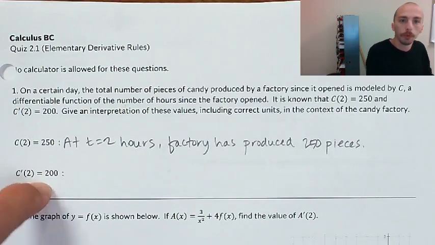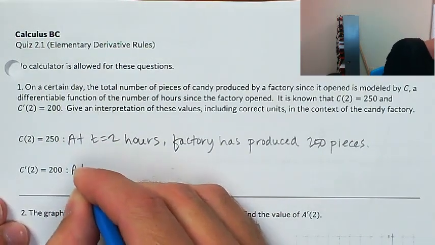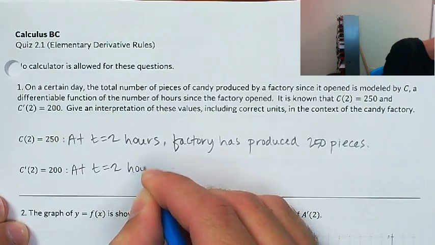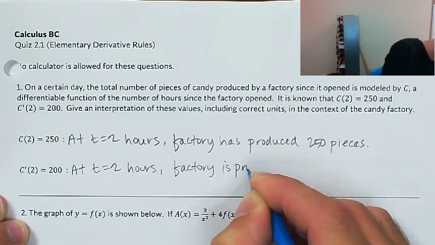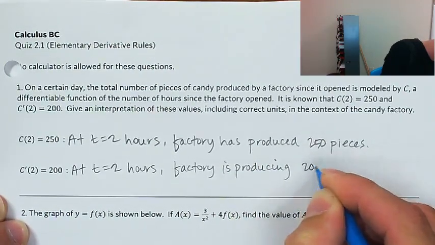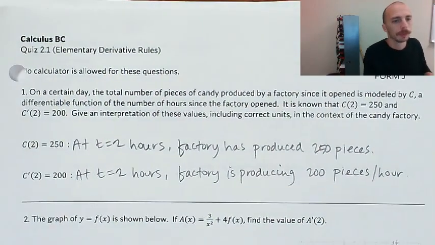And then C prime of 2 equals 200 means that the rate of change of the number of pieces of candy they have made at the factory that day at T equals 2 is 200. If that isn't ringing a bell, go to the units and ask what the units of the rate of change will be. It's the units of C, pieces of candy, divided by units of T, hours: candies per hour. That's how fast they're producing candy. So at T equals 2 hours, the factory is producing 200 pieces per hour.